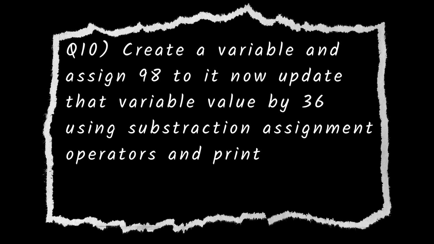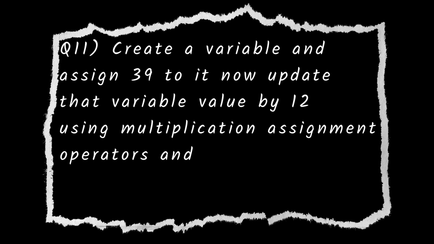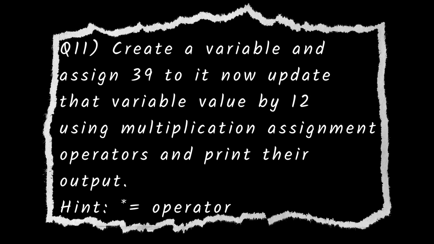The next question is, create a variable and assign 98 to it. Now update that variable value by 36 using subtraction assignment operator and print their output. Here is the hint, minus equal to operator. The next question is, create a variable and assign 39 to it. Now update that variable value by 12 using multiplication assignment operator and print their output. Here is the hint, star equal to operator.